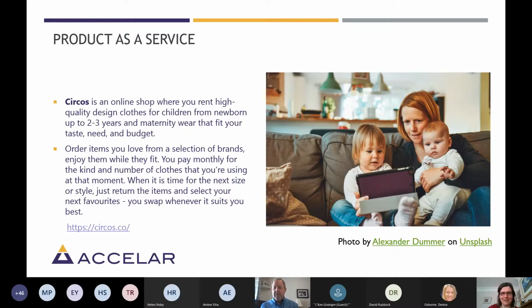I think that children's clothes, toys, and bikes fit very well into this product as a service because they need to be changed so often. The same with maternity clothing. You don't need it for that long, and perhaps don't want to invest in a huge amount of clothes for that time. So here's one solution to that challenge.